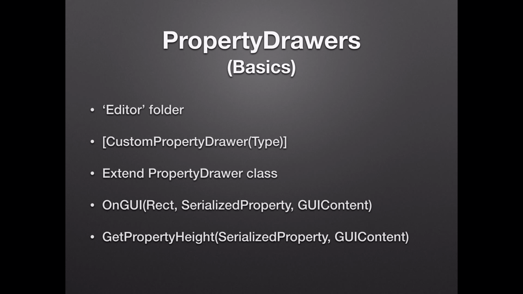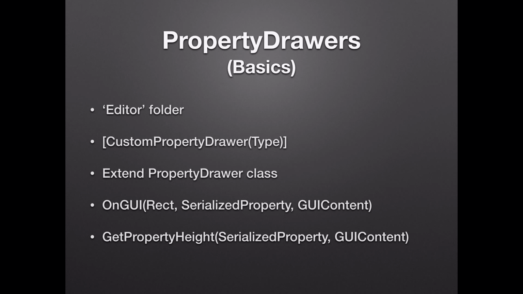Then inside of the property drawer, you'll override the OnGUI function, which is where you actually draw all your GUI code. And then you can, if you need to, override GetPropertyHeight, which just tells it how much vertical space you're taking up in the inspector. You'll need to worry about that if you're using more than what would be default for the type of field you're looking at. Generally, that's one line, but it depends on the field type.